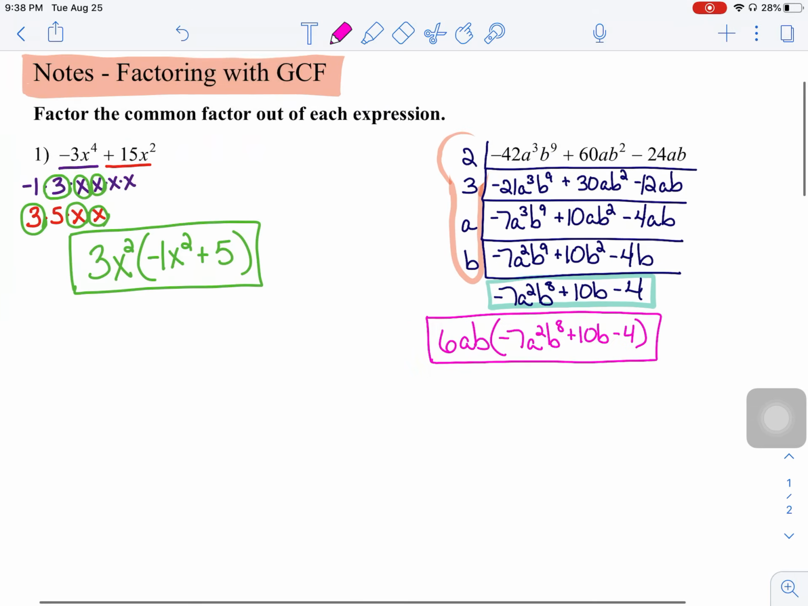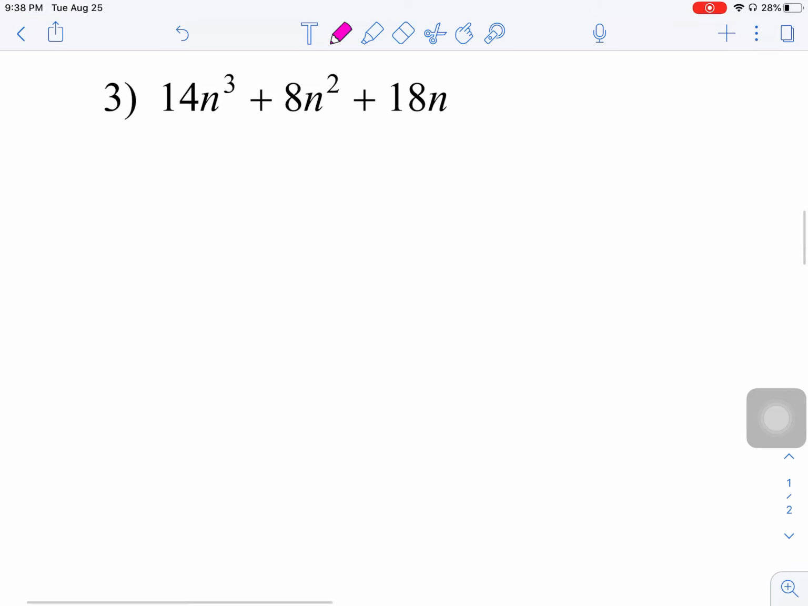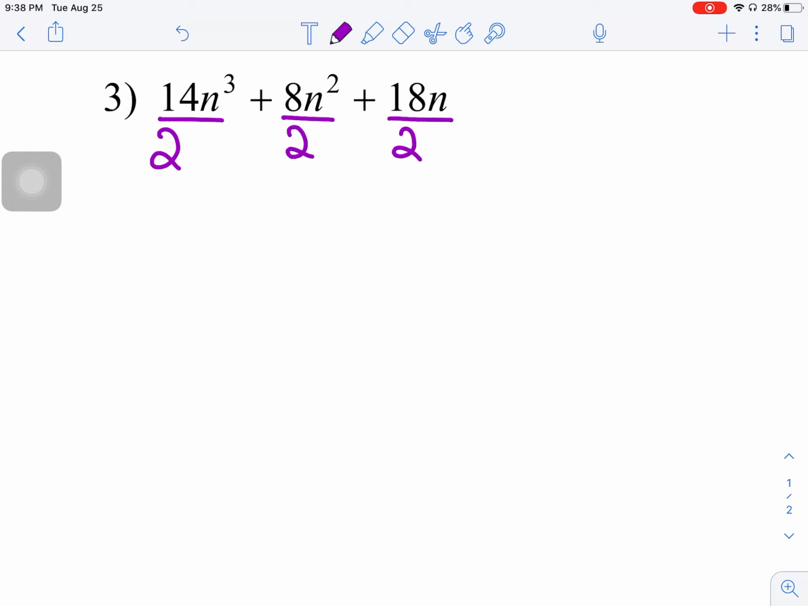And you might be looking at this going, I don't think I really want to do either of those. Well, depending on the size of your numbers, you might just be able to look at the numbers and the variables and figure it out in your head. All right? So 14, 8, and 18. The only common number that will divide into all three of those numbers is 2. That's the biggest number that's going to go in there, the greatest common factor.